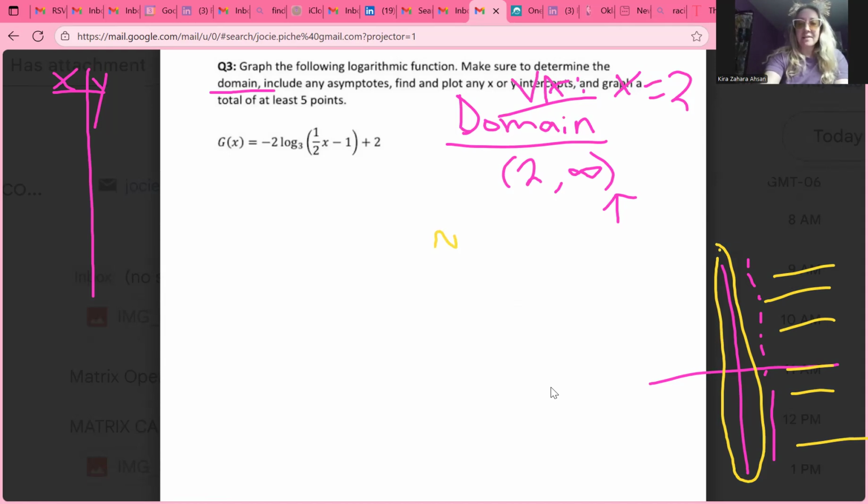So this young woman's teacher does not give partial credit, but some teachers do. If your teacher does, you want to be very clear about writing things down. So just write no y-intercept so that your teacher will know that you investigated that. So no y-intercept. And then we move on to x-intercepts.